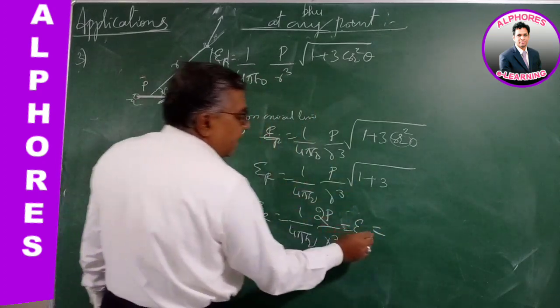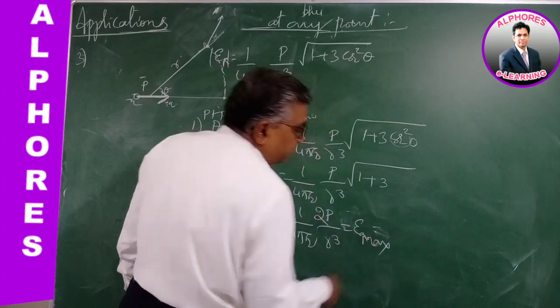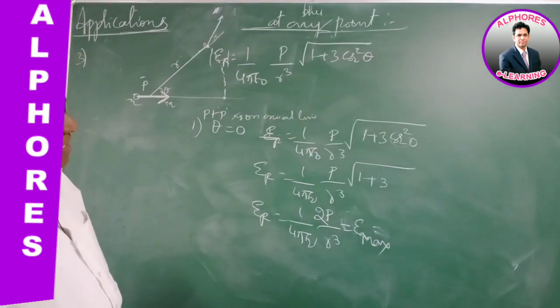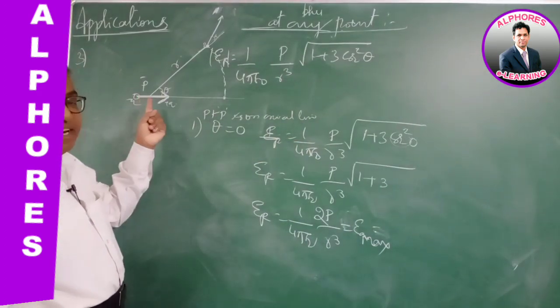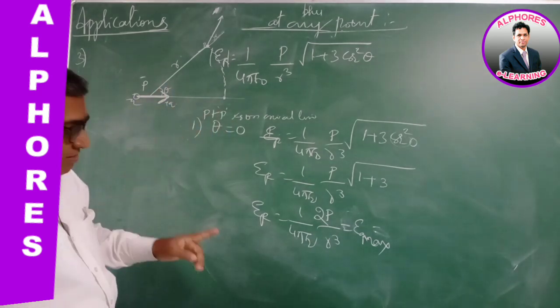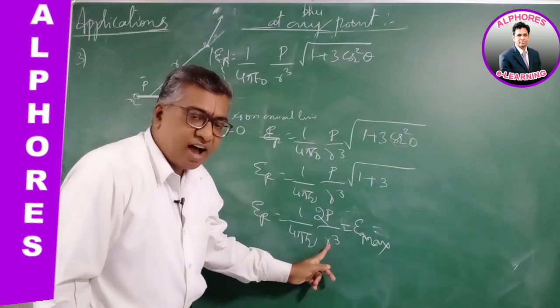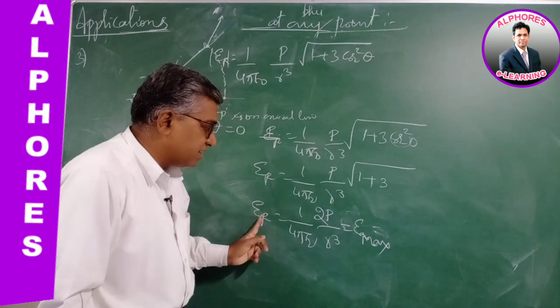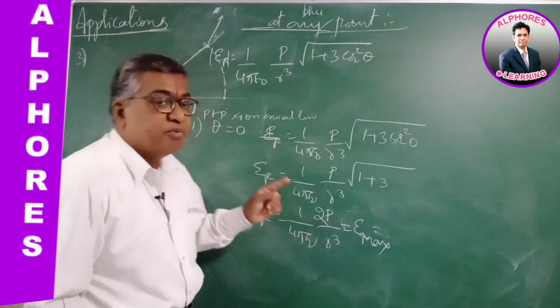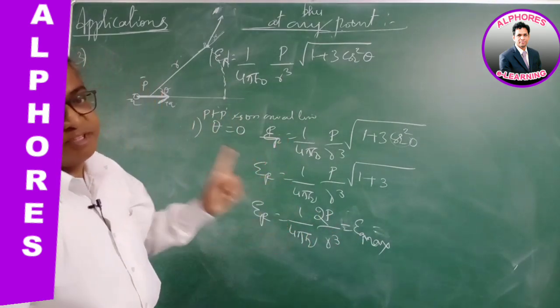So it is the maximum value of the electric field intensity due to an electric dipole at a particular distance. For a fixed distance r, the maximum value of the electric field intensity is 2P by r cube. It is on the axial line of the dipole.